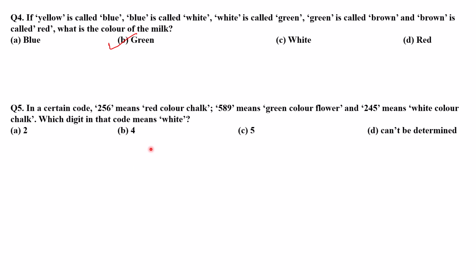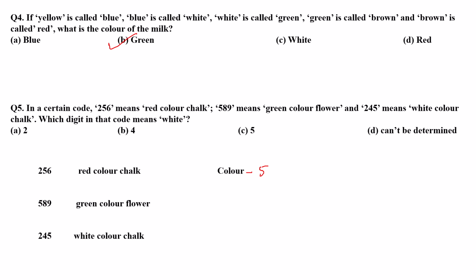Okay, so let's write what is given. 256 is coded as red color chalk, 589 is green color flower, and 245 is white color chalk. So first step, find out which word is present in all the three. I can see color is present in all the three. So the digit which is present in all the three is 5. So it means the code for color is 5, isn't it? So let's write the code for color is 5.